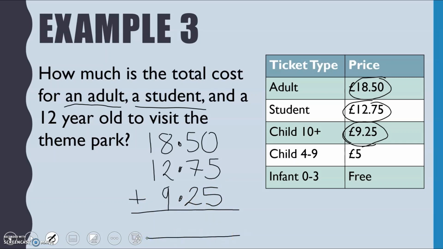So 0 and 5 and 5 makes 10, carry my 1. 5 and 7 makes 12, plus another 2 is 14, plus another 1 is 15. 8 and 2 is 10, plus 9 is 19, plus another 1 is 20. So fill in the 0, carry that 2. Oh, and I've forgotten to line up my decimal point there. And then back to my tens column, so 1 and 1 is 2, plus another 2 gives me 4. So our answer there is going to be £40 and 50p for an adult, a student and a 12-year-old to visit the theme park together.